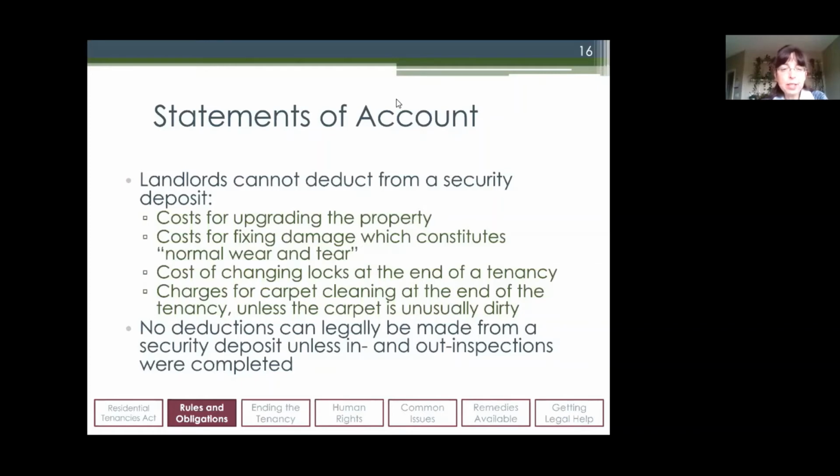But if the landlord decides to change the locks at the end of the tenancy, they can do it for safety and security reasons, to make sure that previous tenants don't have access to the suite anymore at all. So they can do it, but they cannot charge you for that.